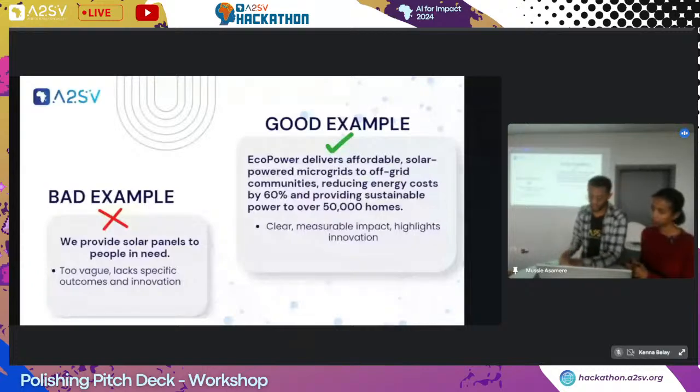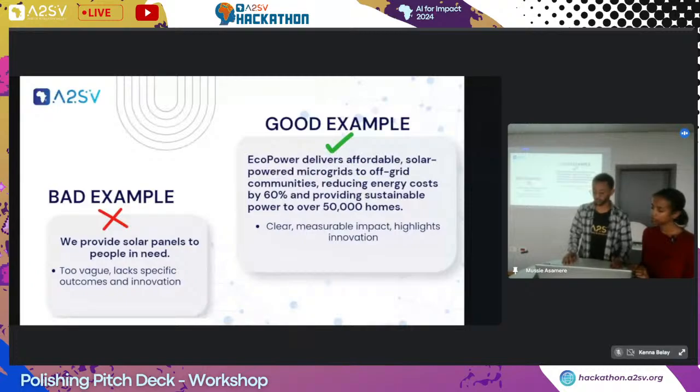In the good example section, EcoPower, mentioning their name here, delivers affordable solar-powered microgrids to off-grid communities. So here it mentions their target audience, right? Or the people in need, let's say. These are off-grid communities. They need that solar power. And the impact this has shown, or is going to produce, is it reduces energy cost by 60%, and it provides sustainable power to over 50,000 homes. This shows clear and measurable impact of their product, of their solution to this particular problem.